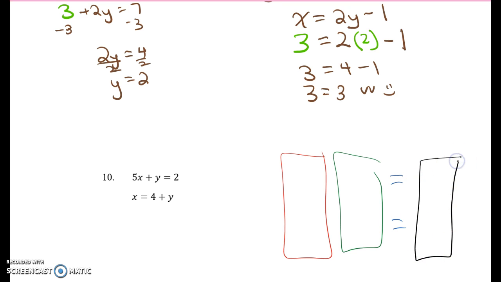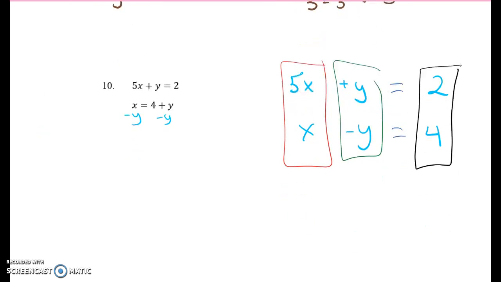Okay, so this first equation is in great shape. I'm ready to write it right in: 5x plus y equals 2. We always want the x's and the y's and the numbers in a consistent spot. Here I've got to move my y over. So I'm going to minus y, and get x minus y equals 4. Now I am ready for step 2, which is add.